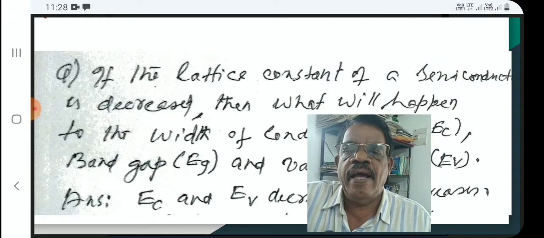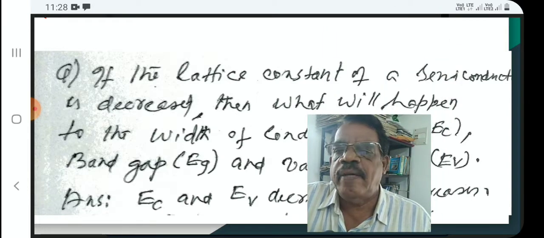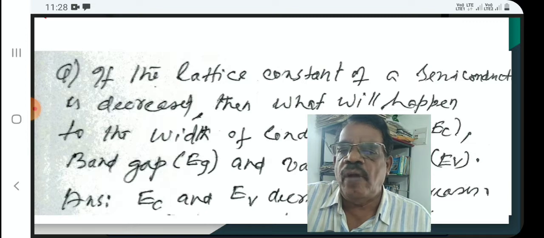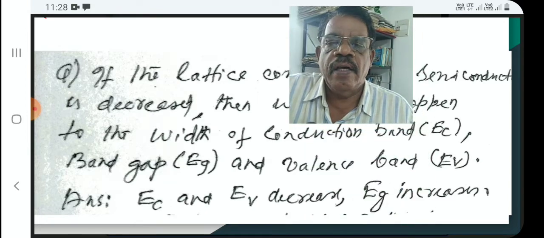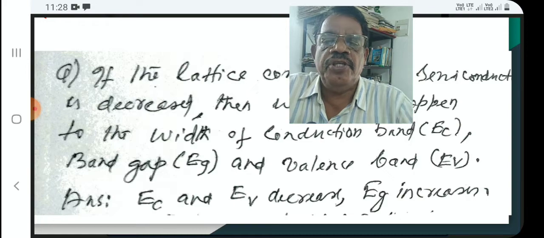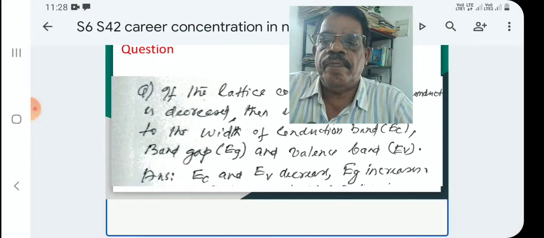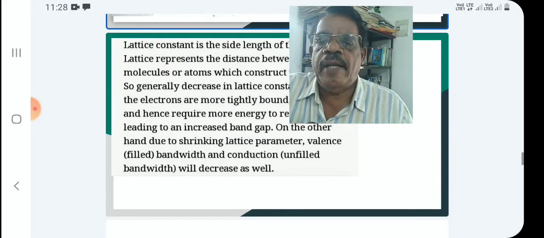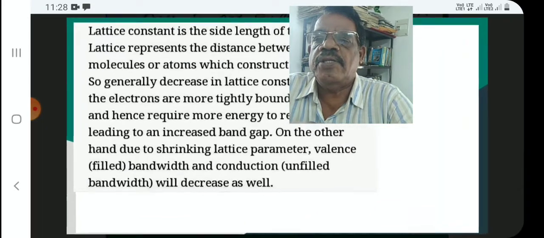If the lattice constant of a semiconductor is decreased, then what will happen to the width of conduction band EC, band gap EG, and valence band EV? The answer is EC and EV decrease and EG increases. This is the explanation.